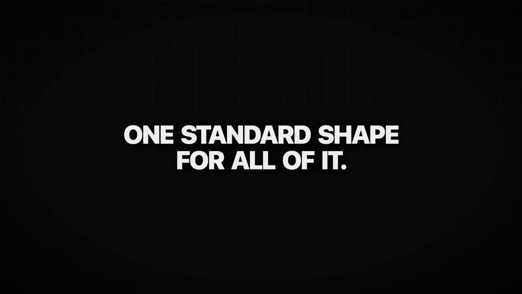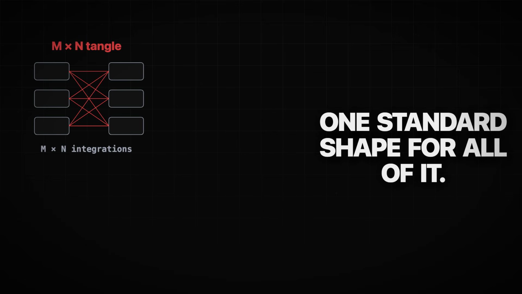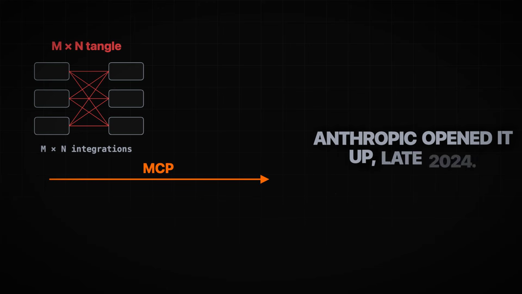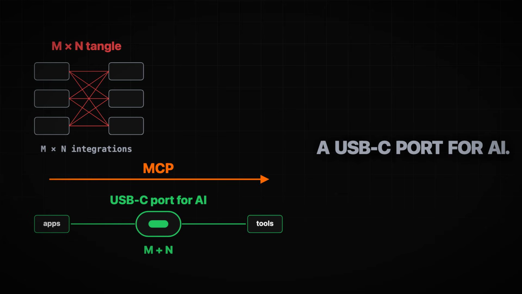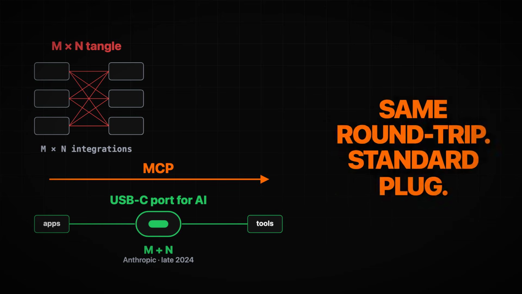One last thread. If every tool is just a name, a schema, and a result, nothing stops us from agreeing on one standard shape for all of it. That's exactly what MCP, the Model Context Protocol, is. Anthropic opened it up in late 2024, and the pitch is a USB-C port for AI. Define a tool once, and any model that speaks the protocol can use it. Same round trip, standard plug.